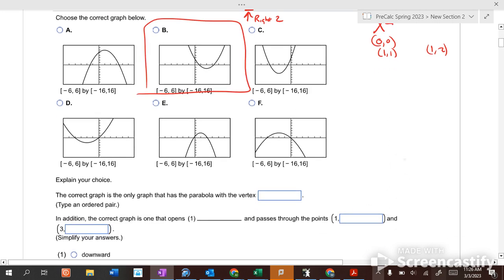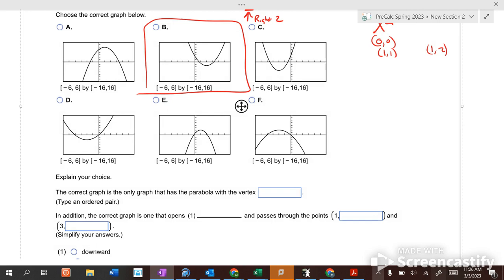Okay. The correct graph has a parabola with a vertex at, and there I go again, grabbing the wrong thing, at right 2, down 3. The correct graph opens up and passes the point 1 what and 3 what? Well, we have to go up 2 from this negative 3 because we go over 1 and up 2 instead of over 1 and up 1 like normally. Okay? So if we go up 2, it's 1, negative 1, and 3, negative 1. Are you good with that?